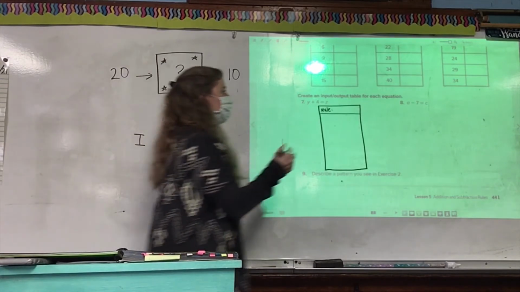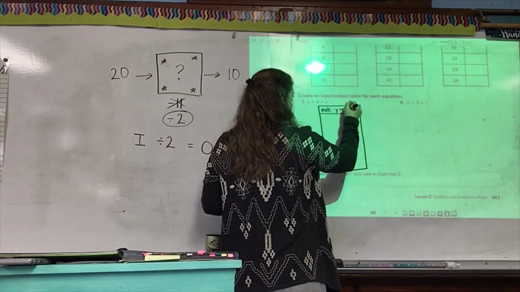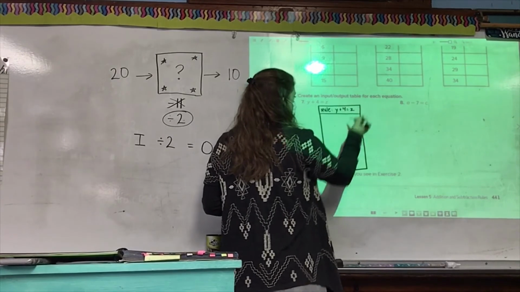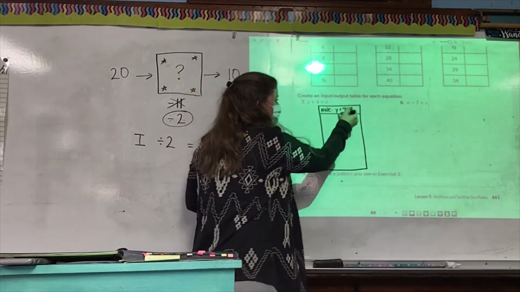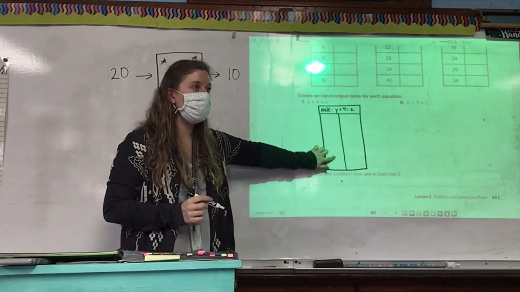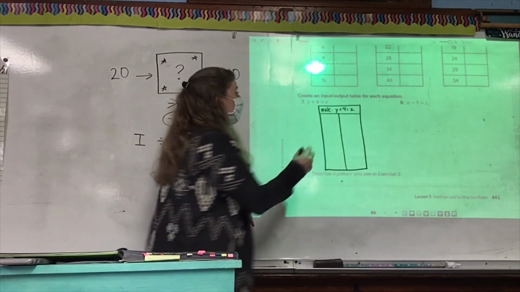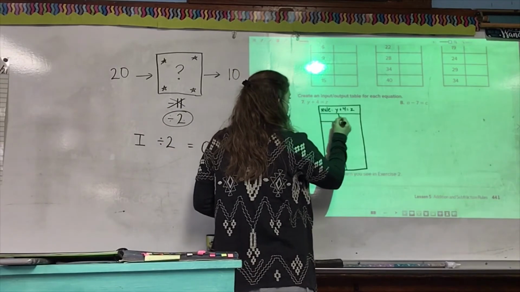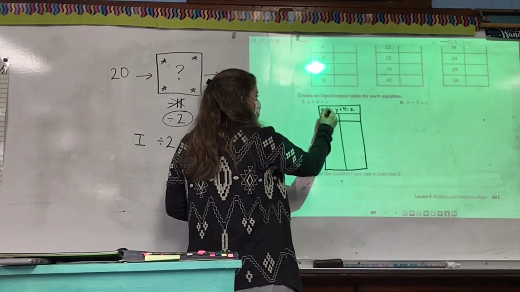Y plus 4 equals Z. Then the rest of it is split into 2 columns, because we have an input column and an output column. Before we start putting numbers, let's put input.